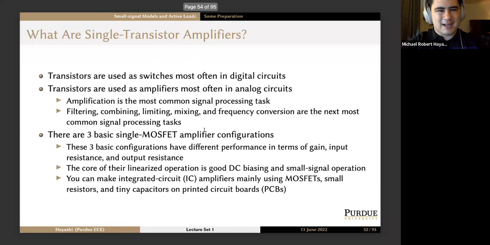And today we're going to talk about what those kinds of circuits are usually, and those are single transistor amplifiers.